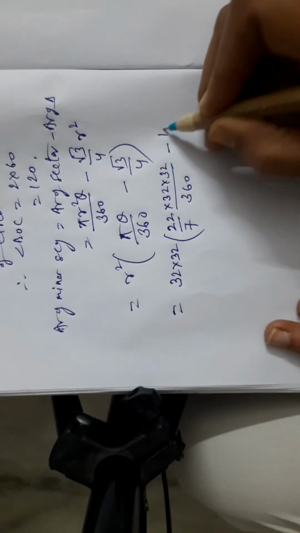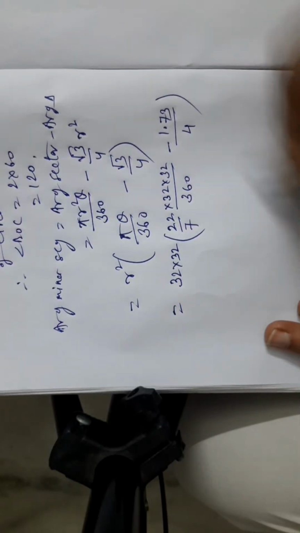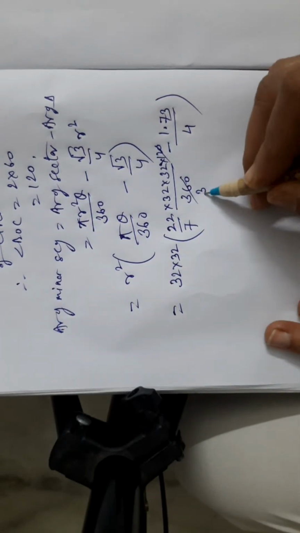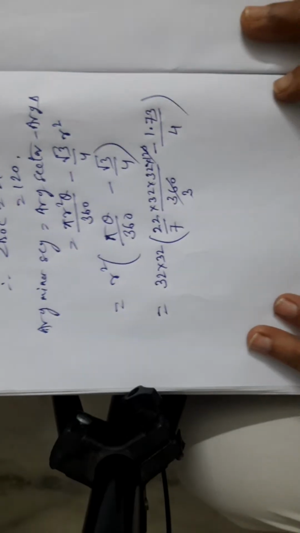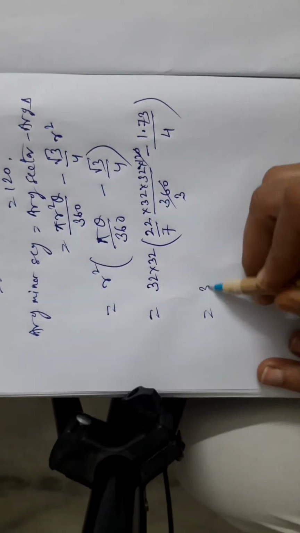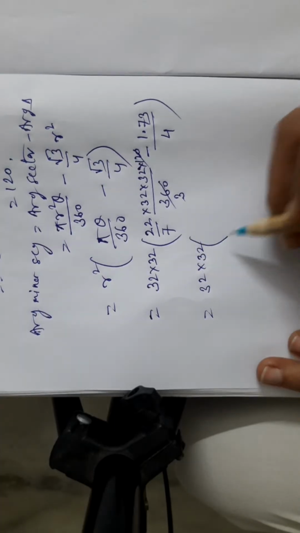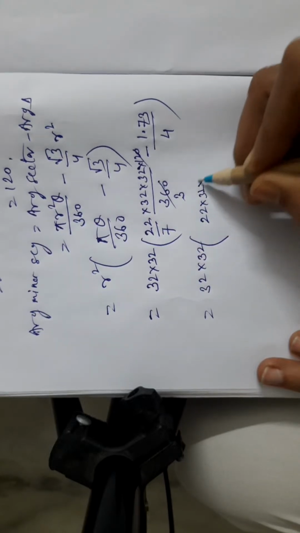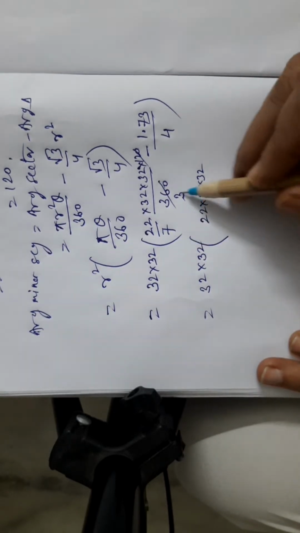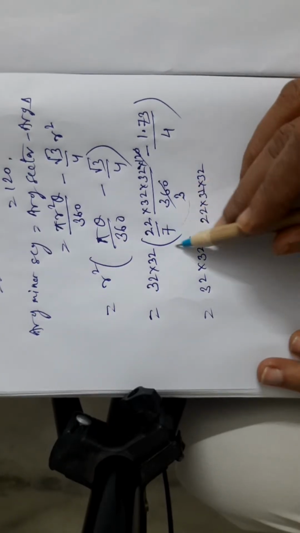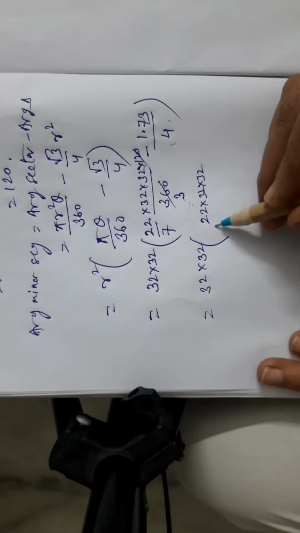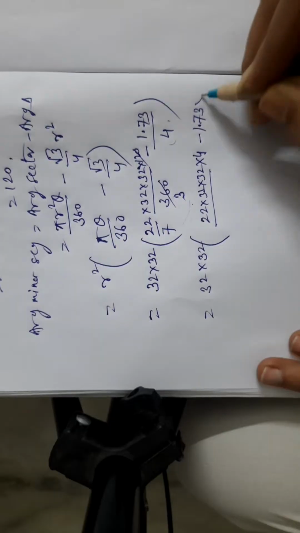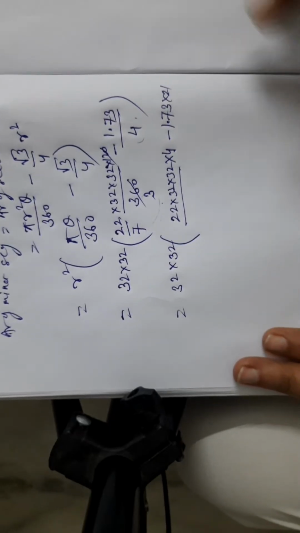Minus root 3, 1.73 by 4, and theta is 120. So here we got 32 multiplied by 32, getting the LCM. So here we are getting 21 for the first fraction and 4 for the second fraction. So multiply 4 to the first fraction and 21 to the second fraction to make the LCM equal.